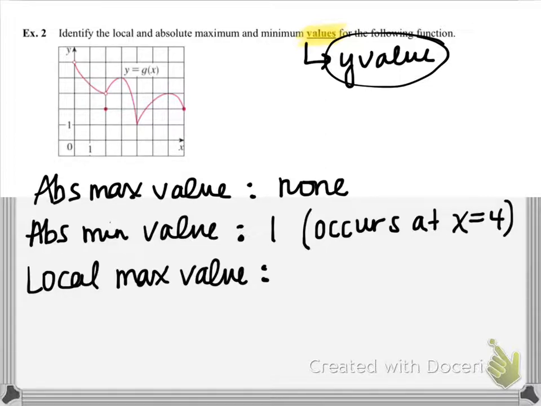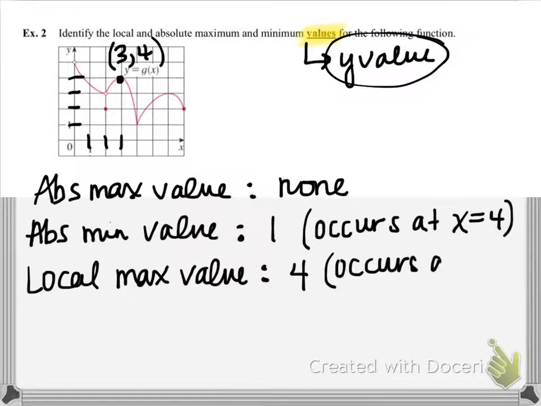So it looks to be a high point here at x equals 3. So that coordinate, 3, 4, is the actual ordered pair. The y value there is 4, and that y value is bigger than the y values around it. So one local max value would be 4. Again, if you were wanting to write where it occurs, it occurs at x equals 3. But the actual max value is 4.